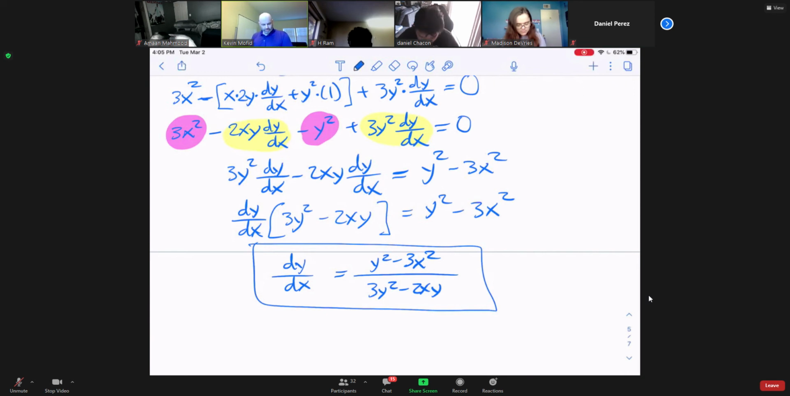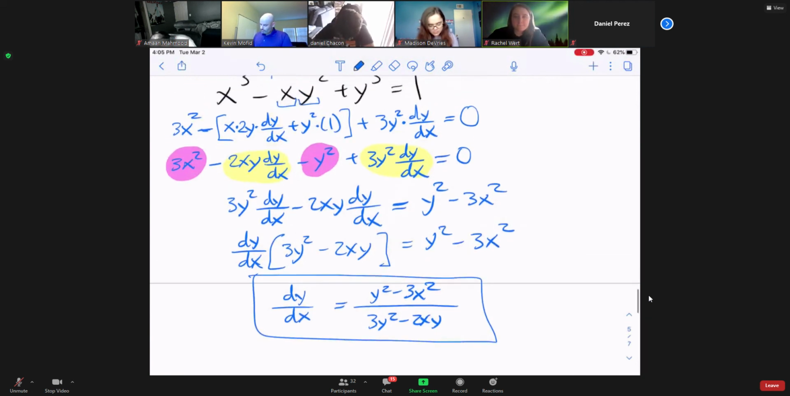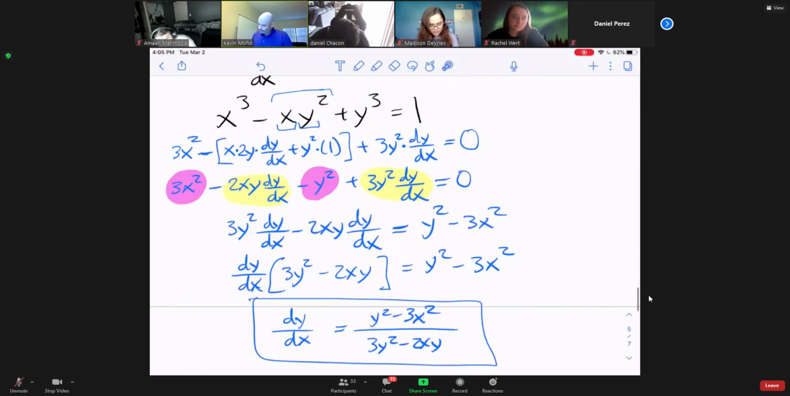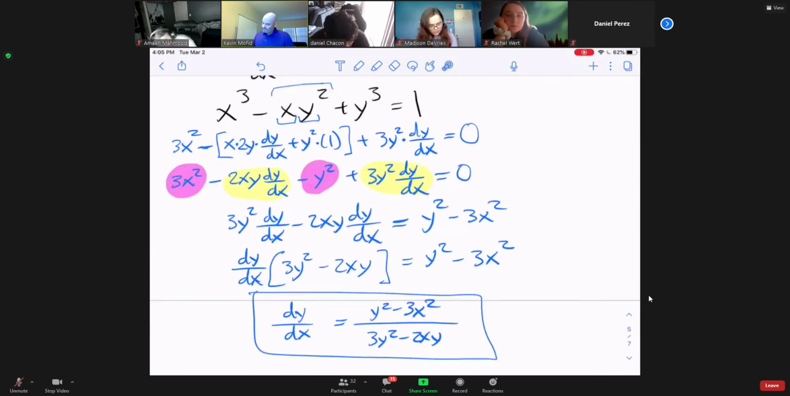Any questions? Professor, can you explain the question one more time? Like just walk through it really fast. Yeah, so we're finding dy over dx. So the black right here, that's the equation given to you. So the derivative of x to the third is 3x squared.